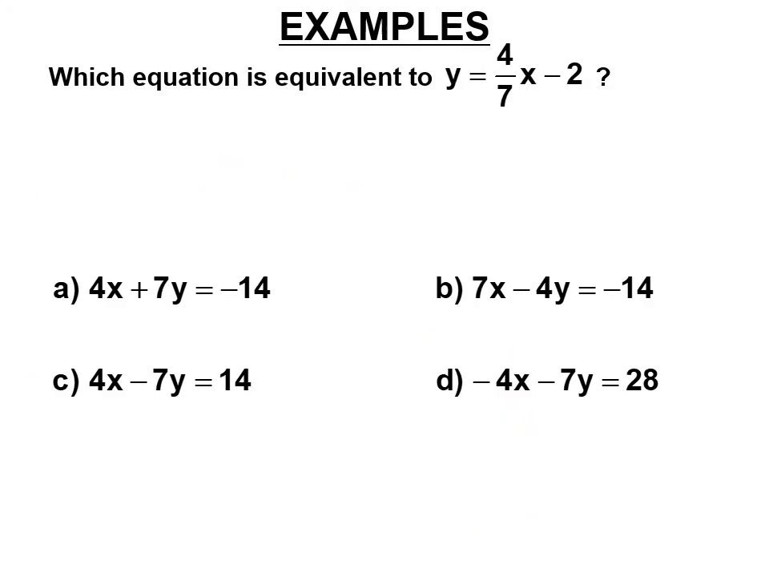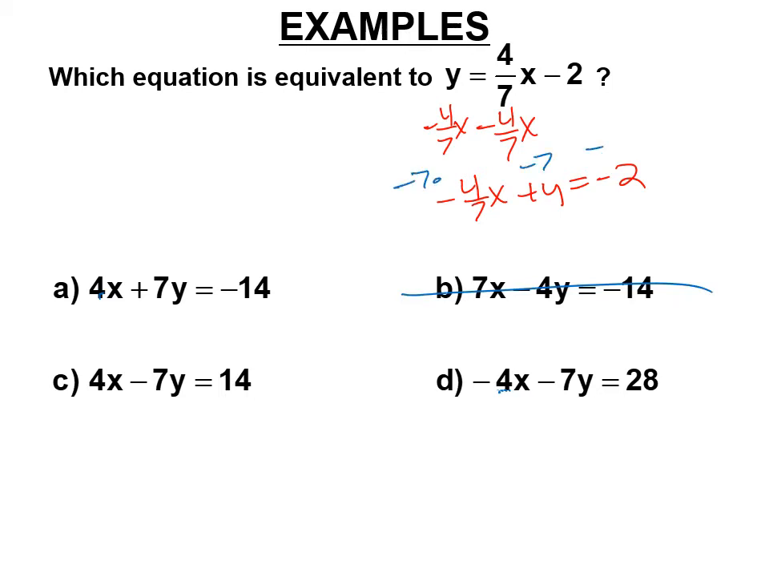So let's look here. We're going to subtract 4/7 x from both sides. Negative 4/7 x plus y equals negative 2. Now, let's try multiplying. Some of them start with negative 4x, some start with 4x. Truthfully, it could even be that one, but I don't think so. Oh no, because we're going to have a negative 4 in front of x, so we know it's not that one. So I'm going to multiply everything by negative 7 and see what happens here.